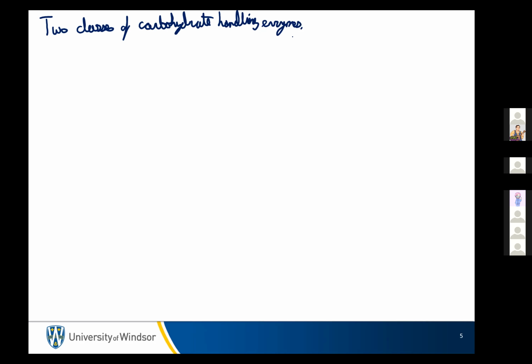So we basically have constructive and destructive. We have the glycosidases. I don't have a better way to say this. These cleave carbohydrates. So they break one sugar from another sugar.